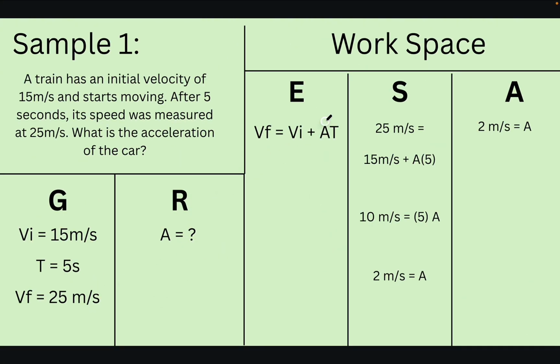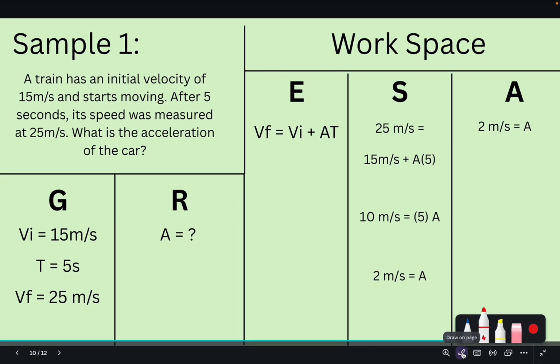First, you have your required, then you have your equation, and then you go over here to the solution. Now, the first thing you're going to do is substitute everything with the real values. Next thing is you're going to subtract anything you can so that you can isolate the A. So in this instance, we can see that 25 meters per second is equal to 15 meters per second plus A times 5.